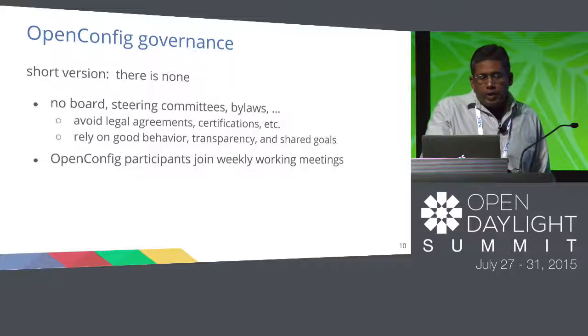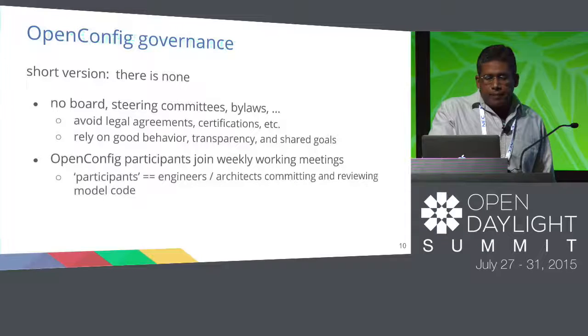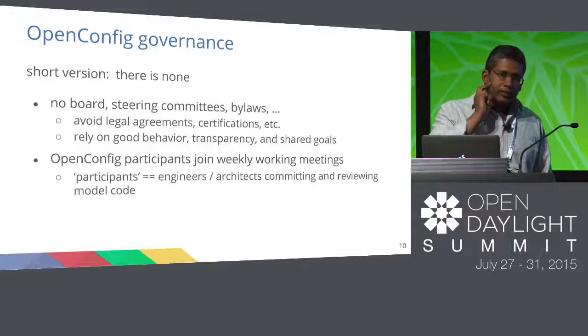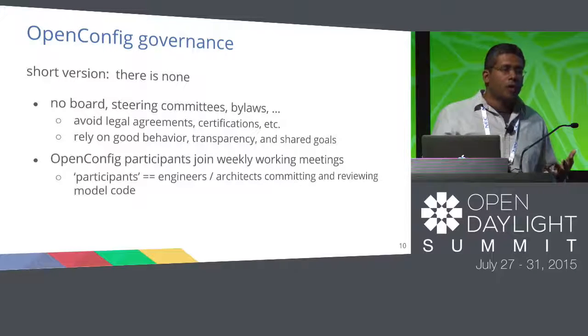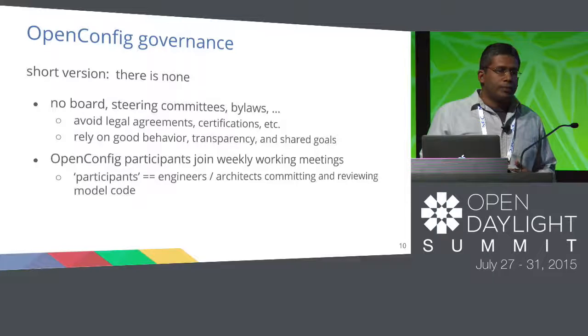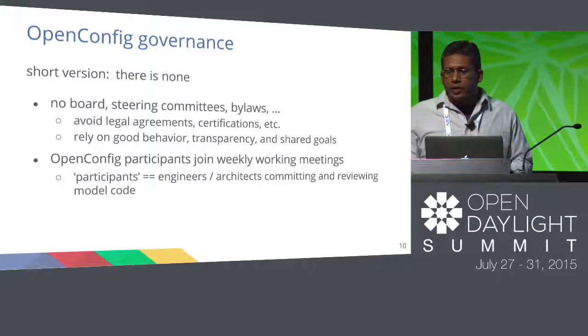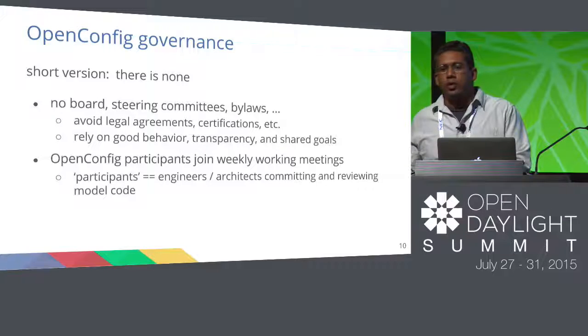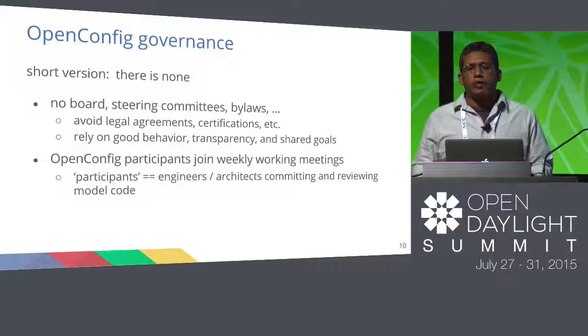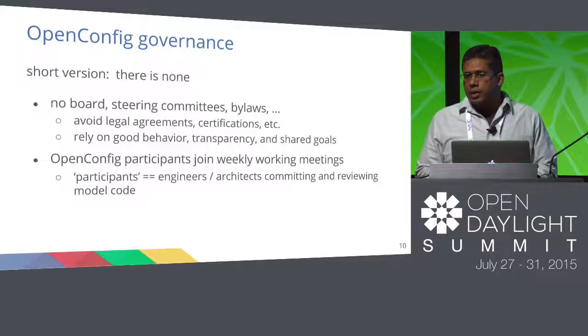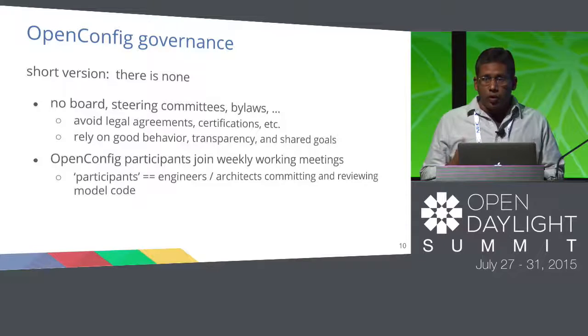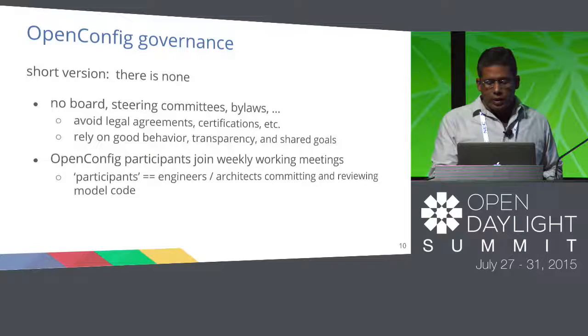So what we do operationally is we just have weekly working meetings. And the participants here are essentially engineers and architects who are closely involved with network operations. So that's one of the requirements that we have for operators who join. There are folks in operators that are in architecture teams, for example, that are a little bit distant from operations, or folks who focus more on standards. We really want to have folks who are very closely and intimately involved with operations, right? So that we can vet our models against actual operations.